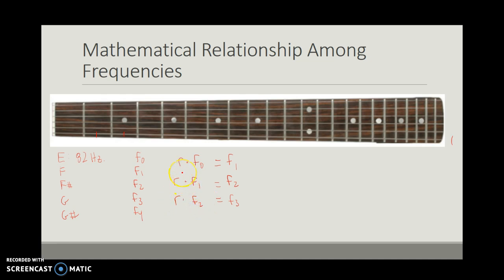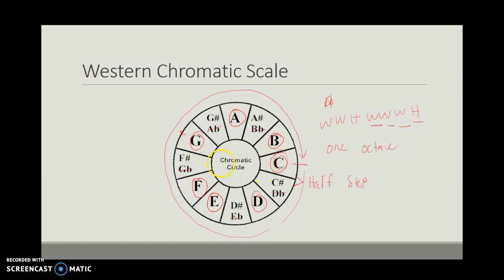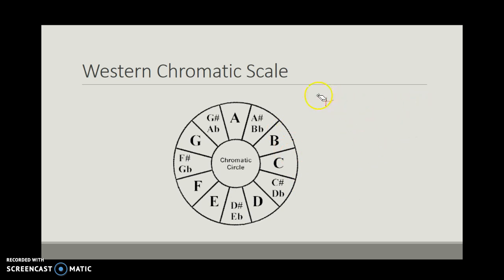Well, how far does this go? Let's back up a second. If we look at this Western chromatic scale circle, there are going to be 12 frequencies, one for every note around the circle. Let's say we're starting with E, so that would be called F0, F1, F2, F3, F4, F5, and we keep going. We should stop at F12, and that should give us the frequency of the note one octave later. So F12 will put us back here.